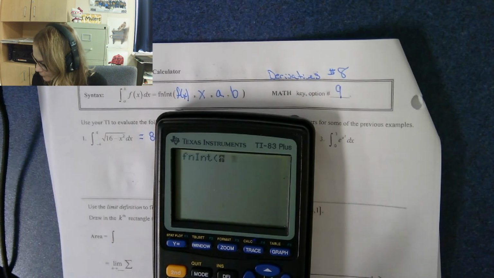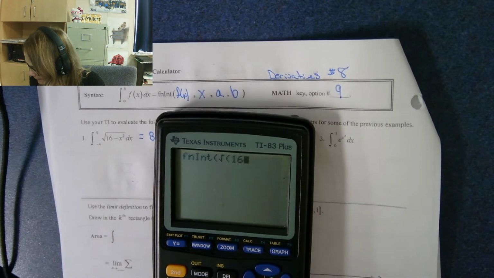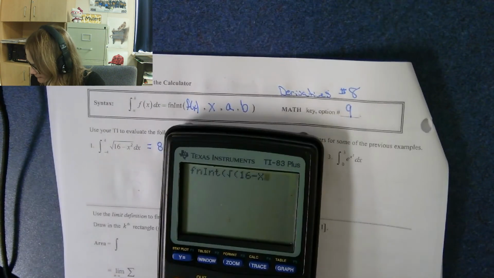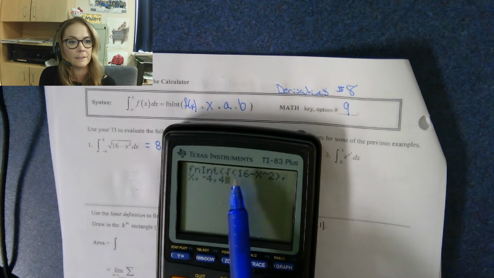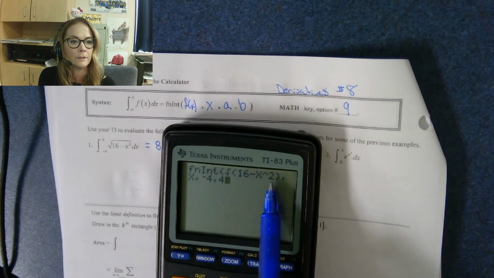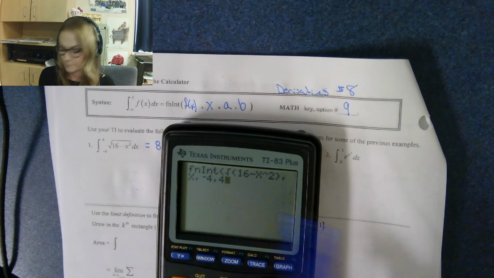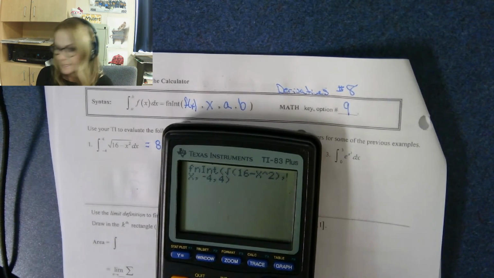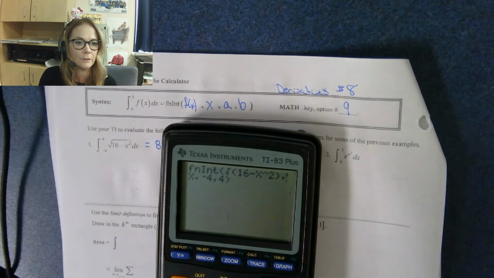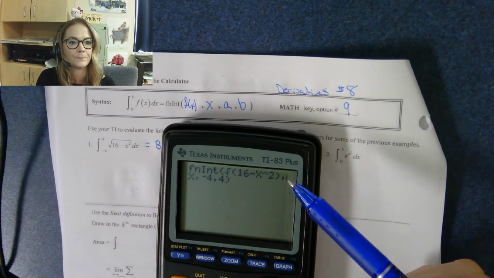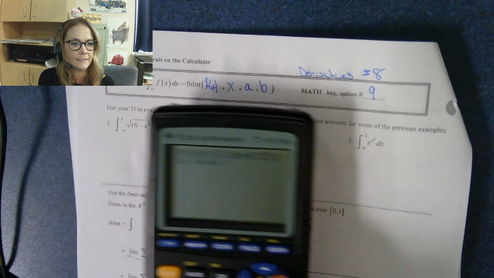All right, so square root of 16 minus x squared. So close the absolute value, x, negative 4, and 4. So there you go. There's the function under the root. Close the radicand there. X, negative 4 to 4 in parentheses. And integrals take a little bit of time to think. So just be patient. You can tell the calculator's thinking right here. And don't be alarmed, they take a little time.